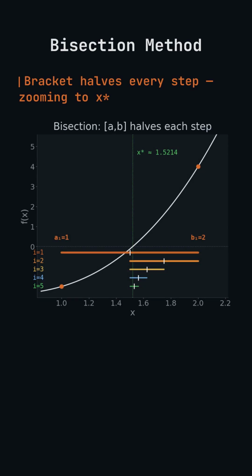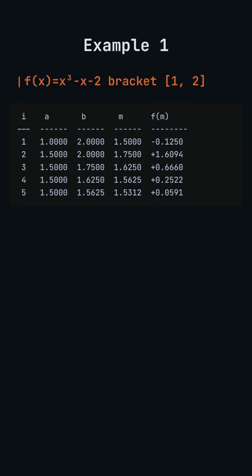Watch the colored bars below the axis. Each iteration, the bracket is cut in half. 5 steps reduce a width of 1 to just 0.03, and the midpoints are already converging on x star at 1.5214.